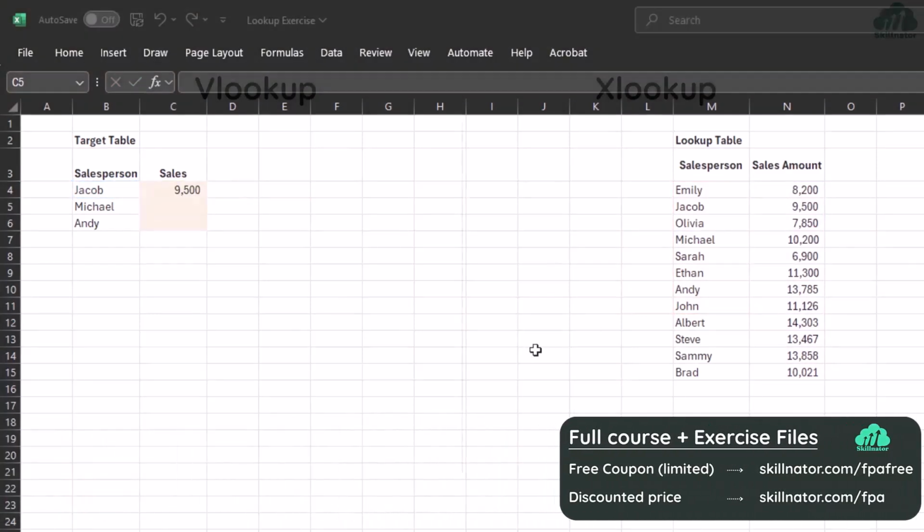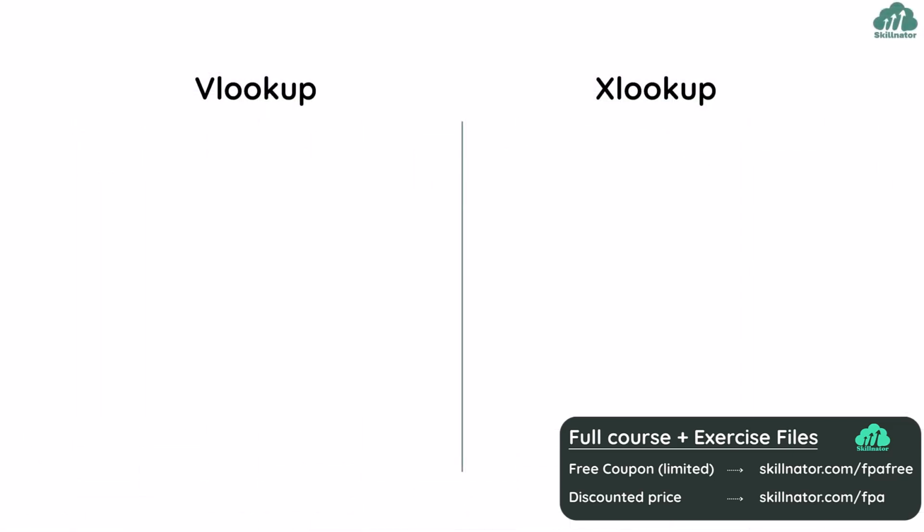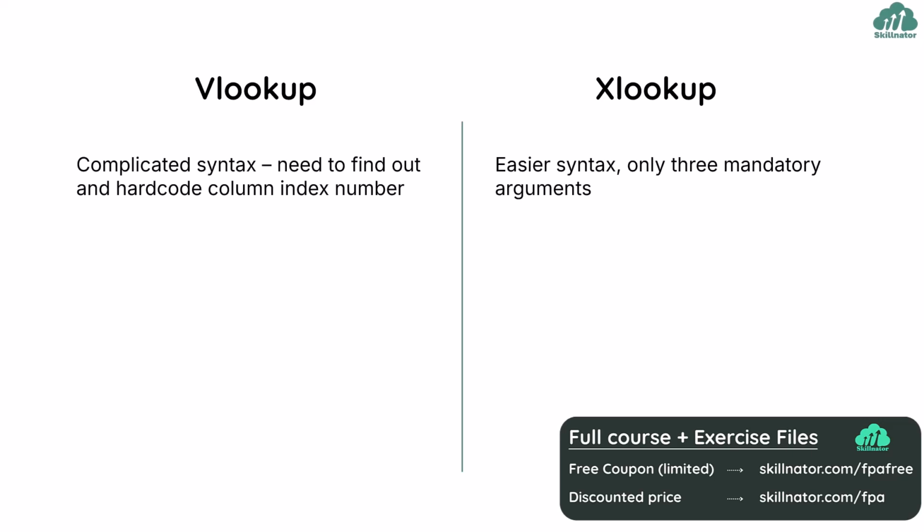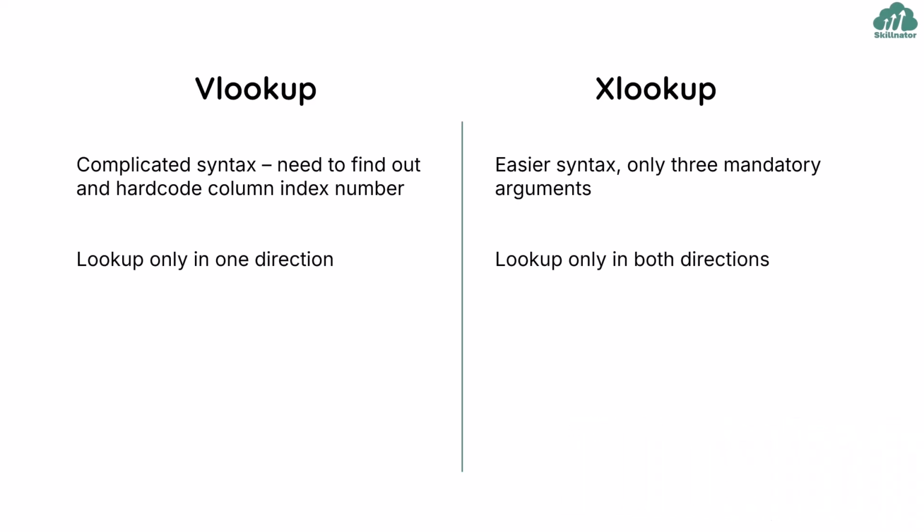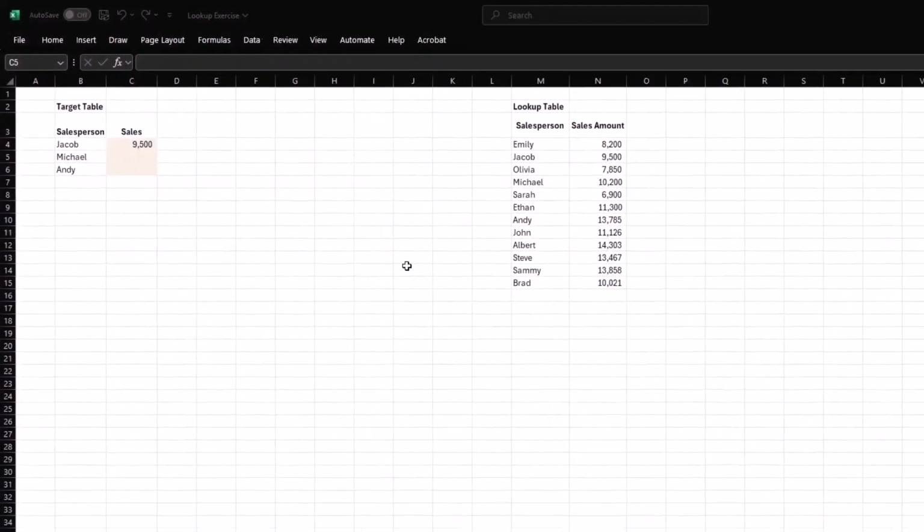So let's do a quick comparison of the Xlookup function with the traditional lookup formulas. First of all, as we saw, Xlookup has a much simpler syntax than the traditional lookup functions. Secondly, Xlookup can retrieve values from both directions. The traditional lookup functions are restricted and can only look up values from one direction. Let's learn it via an example.